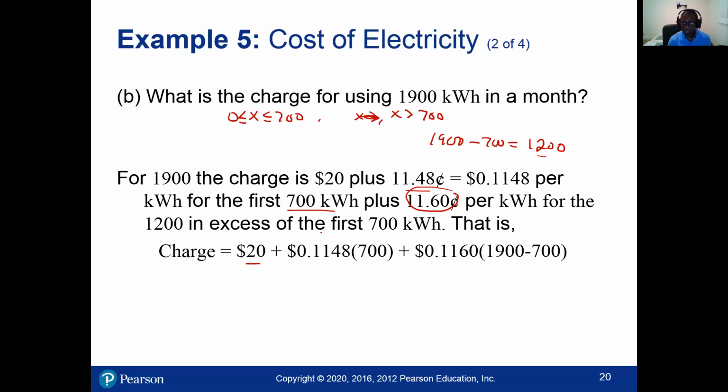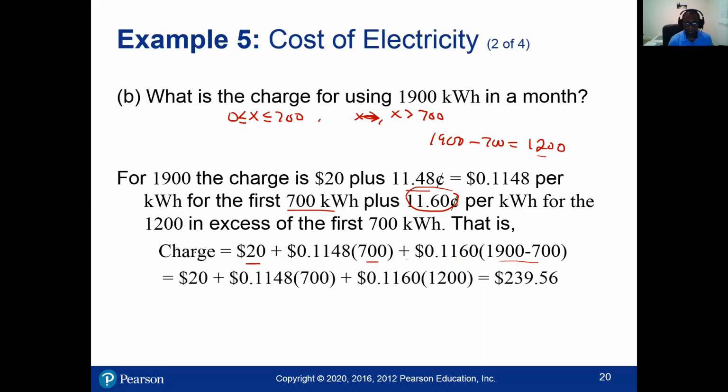So your charge will be $20, plus 0.1148 times 700, then plus the extra, which is 0.1160 in dollars, times 1,900 minus 700, that is 1,200. So you plug it in and multiply, and this is how much you'll be charged for the month.